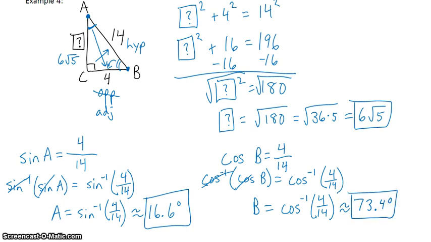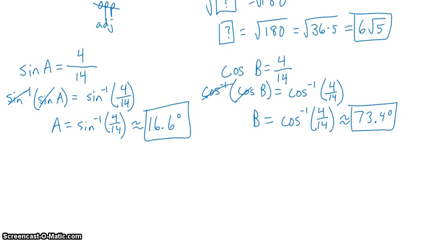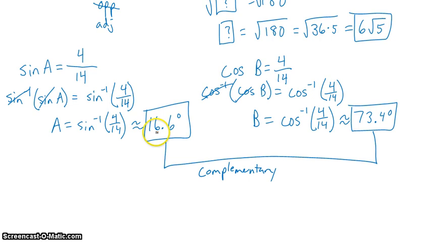Now I can check those answers. If you look, my two acute angles in a right triangle have to be complementary. Yep, they do add to 90 degrees. So I know that these two are the correct answers.